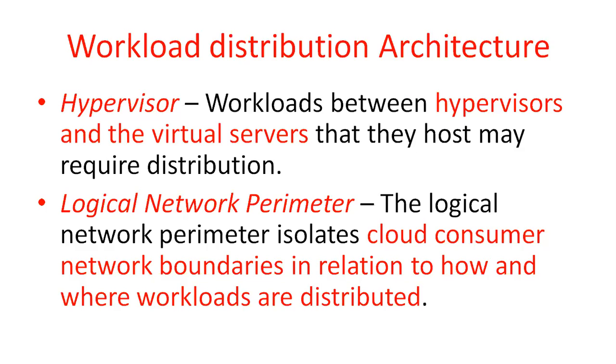If one person, for example SV University, uses a certain boundary, that is like a consumer, or one of the consumers. For example, Sri Vidyanikethan is one of the consumers. They have their boundaries. If they do not cross their boundaries, then if anything happens in SVEC, that SVEC boundary cannot affect the SV University boundary. That is called the logical network perimeter. The cloud consumer network boundary is in relation to how and where the workloads are distributed.